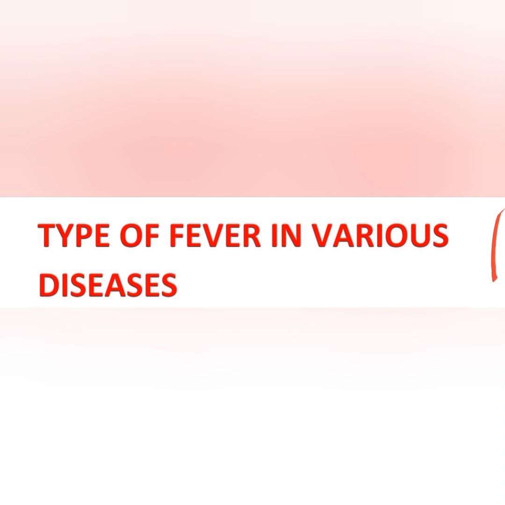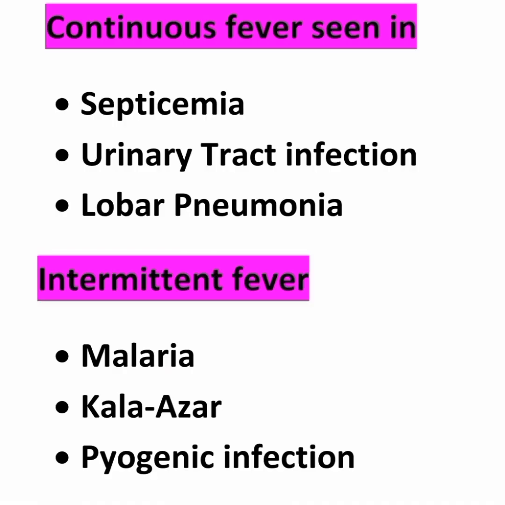Next we'll see types of fever in various diseases. That is continuous fever. Continuous fever is usually seen in septicemia, urinary tract infection, lobar pneumonia. Continuous fever means the temperature is increased above 2 degrees Celsius from the normal, that is, throughout the day the temperature is above normal, continuously. That fever is usually seen in septicemia, urinary tract infection and lobar pneumonia.